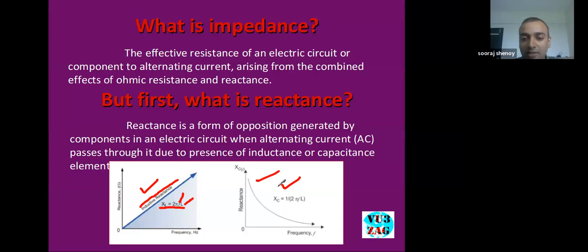The second one is the capacitive reactance, the reactance offered by the capacitor for the flow of AC through it. Here the formula is 1 by 2 pi F C. So F is in the denominator, which means it is inversely proportional to the frequency. When the frequency increases, the reactance offered by the capacitor decreases. So it is this type of curve.